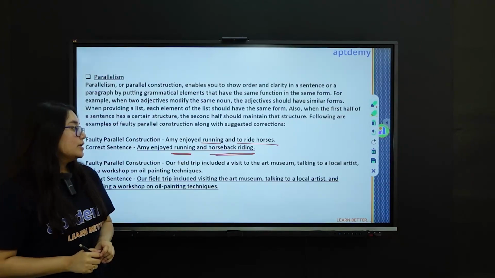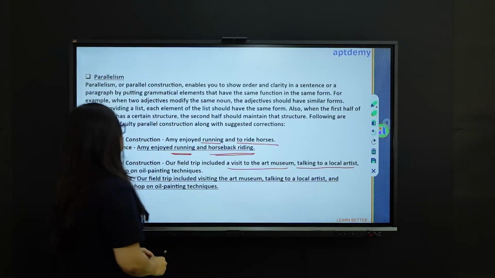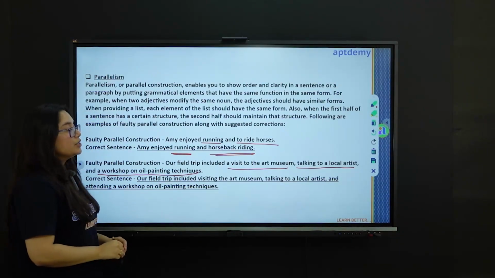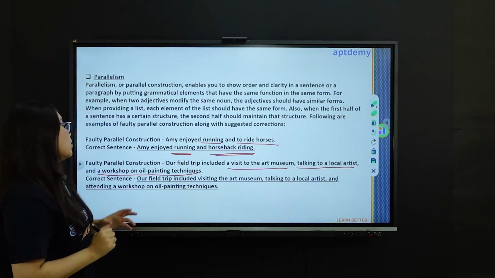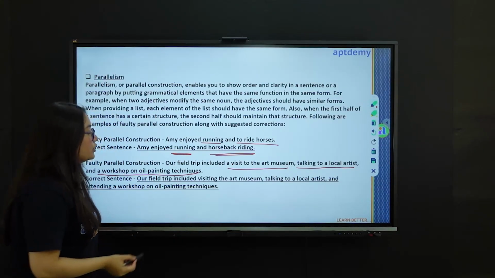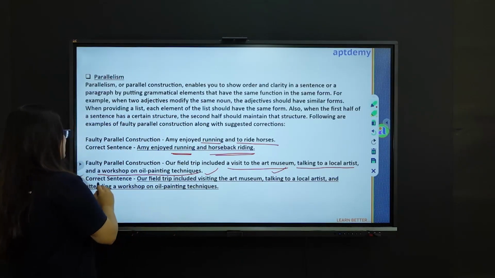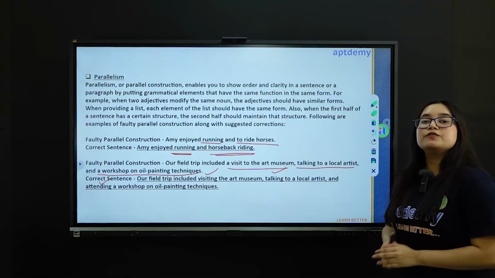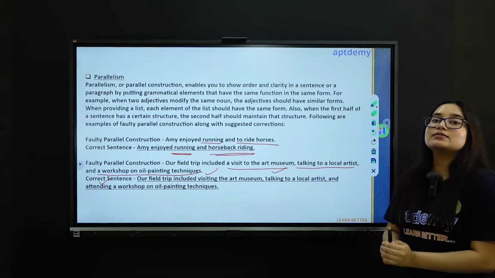"Our field trip included a visit to the art museum, talking to a local artist, and a workshop on oil painting techniques." So in one we have the -ing form and in the others we have the simple form. So what do we do to make it consistent or parallel? We change all of them into the -ing form. So: "Our field trip included visiting the art museum, talking to a local artist, and attending a workshop on oil painting techniques." So you need to make sure that the sentence is parallel from start to finish. Whatever form of verb, adverbs, adjectives you have used, you maintain that consistently throughout.